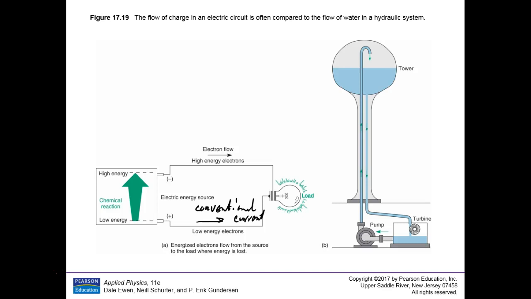I don't have one on here, but y'all might. Joule per, and what charge? Did we talk about that unit? Coulomb. Energy per coulomb. The SI unit for charge is coulomb.